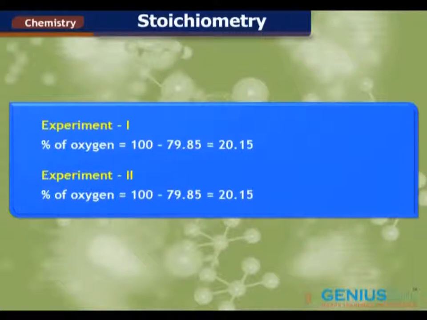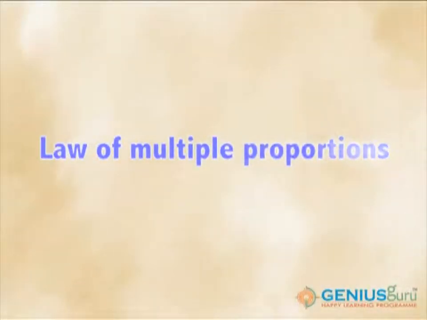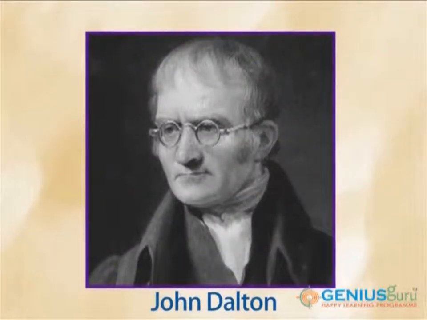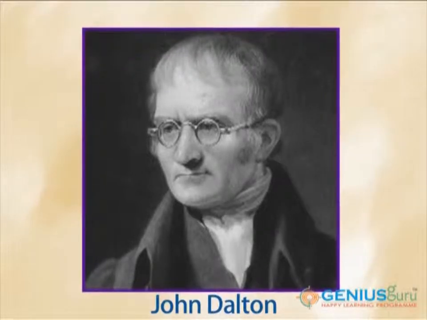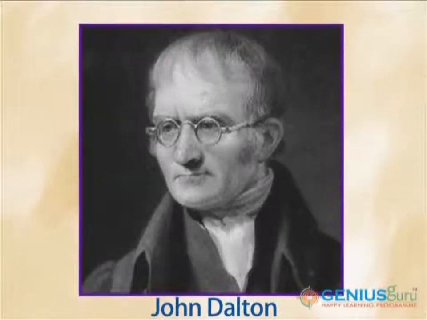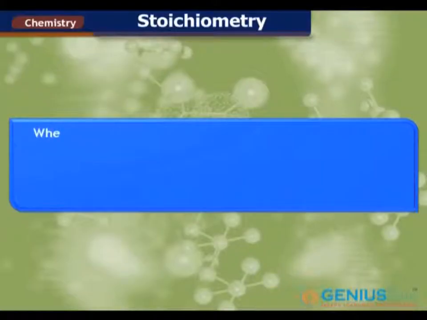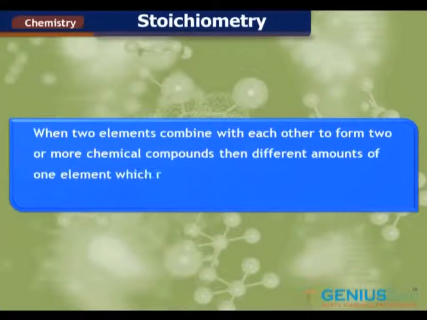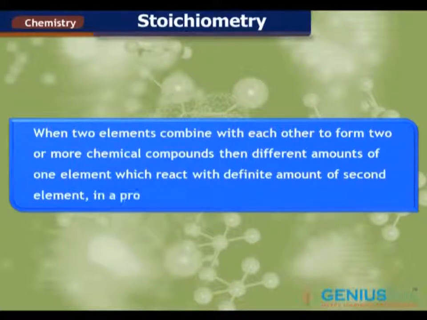Next, we are going to discuss the law of multiple proportions. This law was given by John Dalton. It was based on the atomic theory which was proposed by John Dalton. According to this law, when two elements combine with each other to form two or more chemical compounds, then different amounts of one element which react with a definite amount of the second element are in a proportion of simple whole numbers.